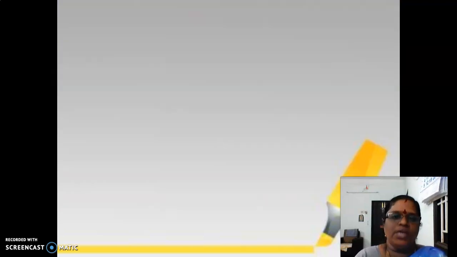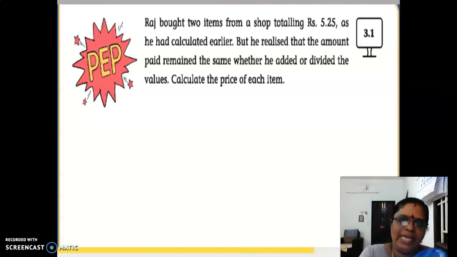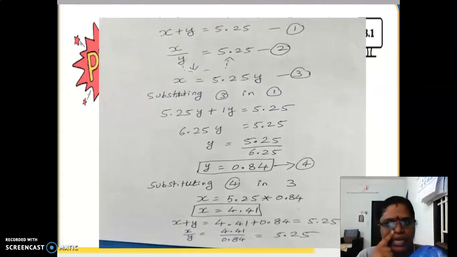Chapter 3 is about the conditional statements. We saw all the conditional statements in the last classes, right? So you know what are called conditional statements. In the first PEP activity I asked for the answer for this. Raj is buying 2 items, total 5.25 rupees. When they are added, and when they are divided, it will be the same, right? How will you calculate it? I asked you, you all didn't answer me.